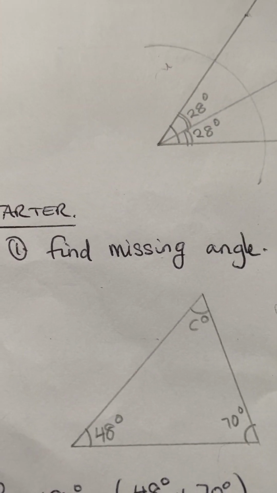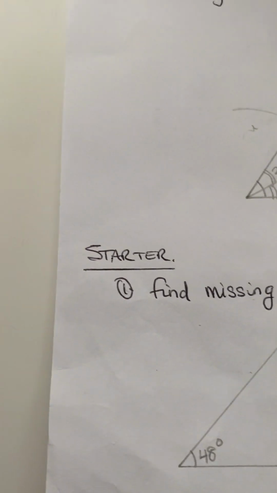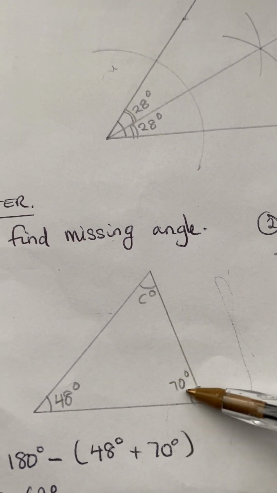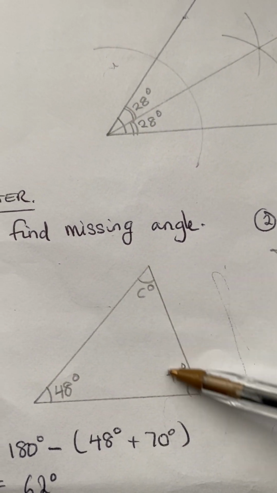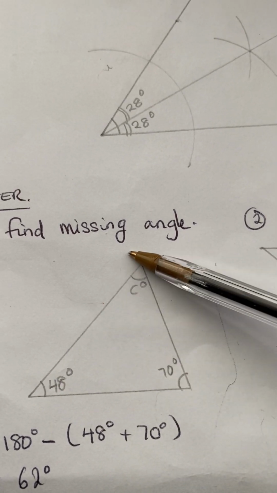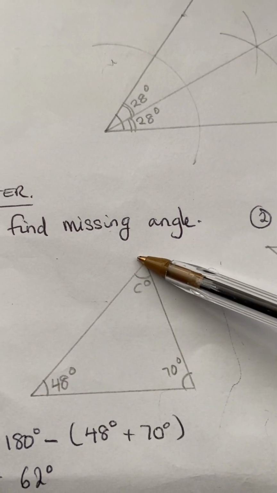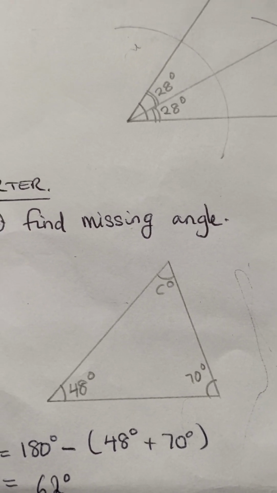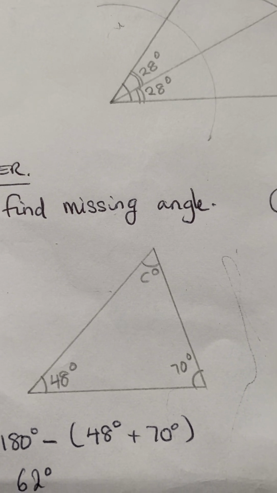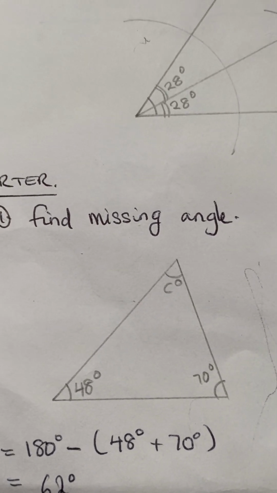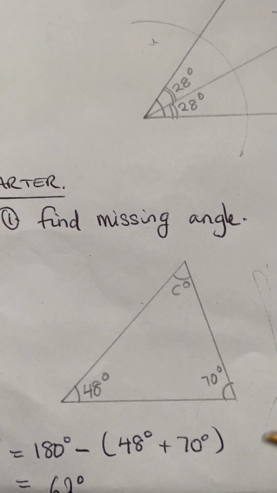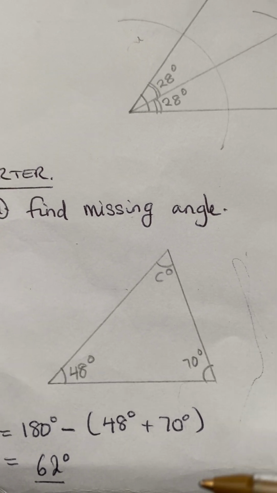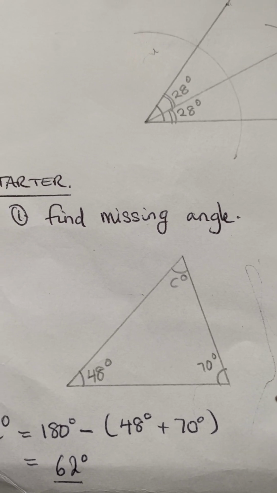Now for our starter today, we are going to find the missing angle. So you have this angle. You know that in a triangle, the angles add up to 180. Strangely enough, some students forget this in exams, but at times you can't blame them. So even though we've done the video, I keep on throwing this back in so that you don't forget.